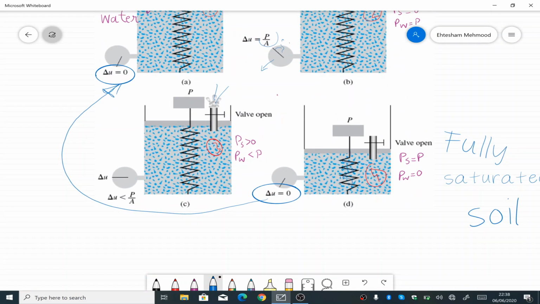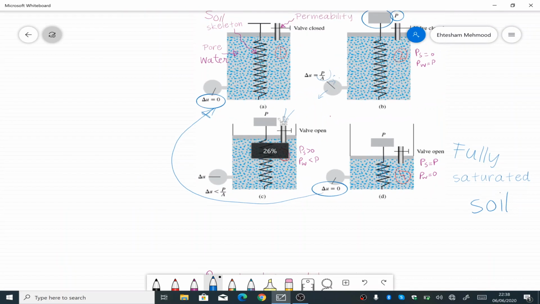Once the valve is open, PS, the spring pressure, would be greater than 0 and water pressure would be less than the applied pressure P. And at the end, once all the excess pressure has been dissipated, the pressure of the spring would be equal to the total applied pressure and the pressure in water is equal to 0.